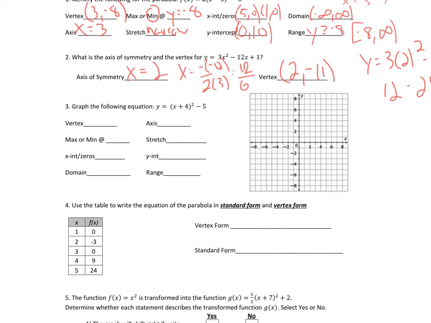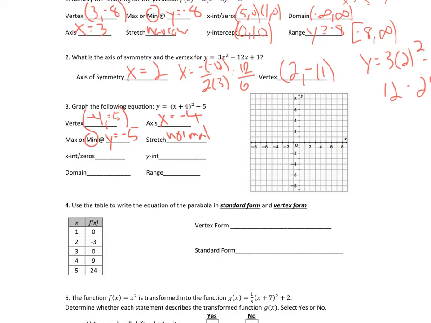Okay, so graph the following equation. So another vertex form that we want to graph. So our vertex is at negative 4, negative 5. Since our A is 1, which is positive, we again have a minimum at y equals negative 5. Axis of symmetry is x equals negative 4. Our stretch is normal in this case because A is 1.